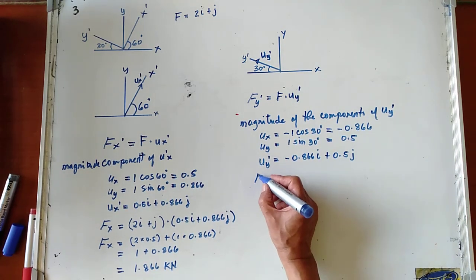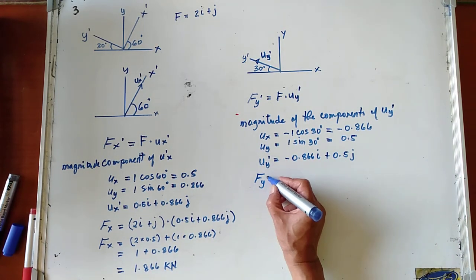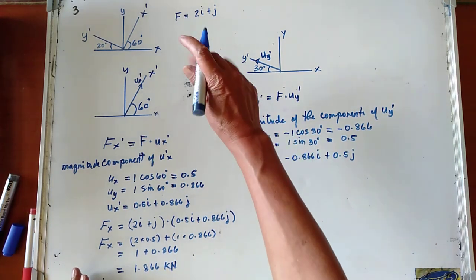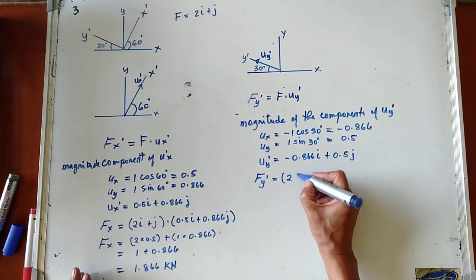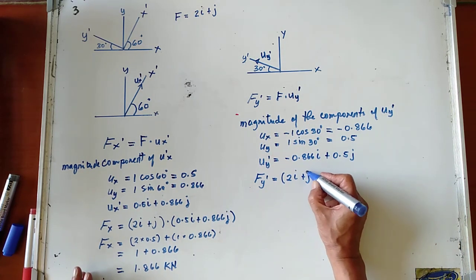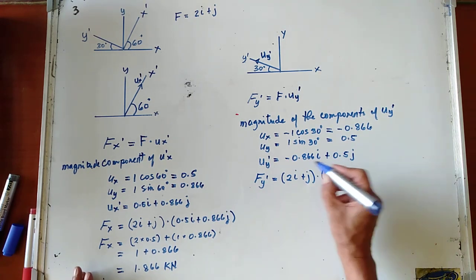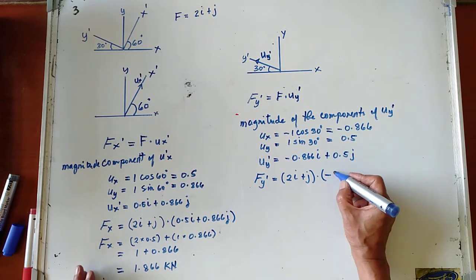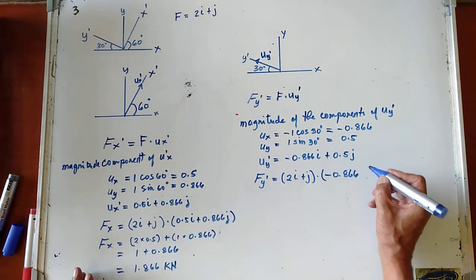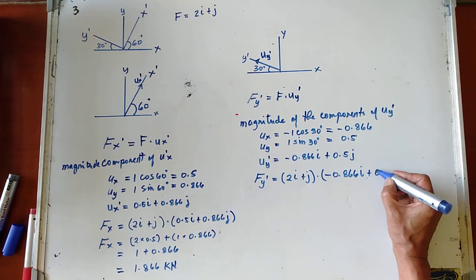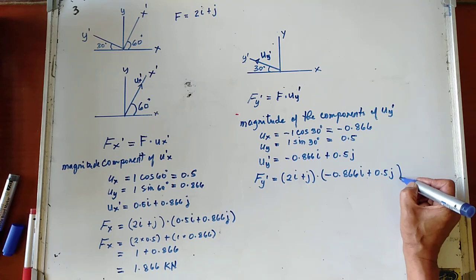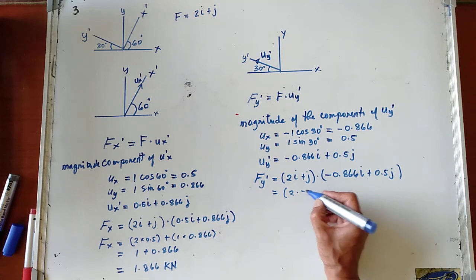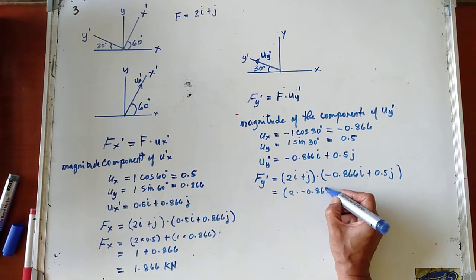Hence, the component of the vector F in the direction of y prime is again equal to that vector, which is 2i plus j, dot a unit vector in the direction of y prime, negative 0.866i plus 0.5j. So this is equal to 2 multiplied by negative 0.866.